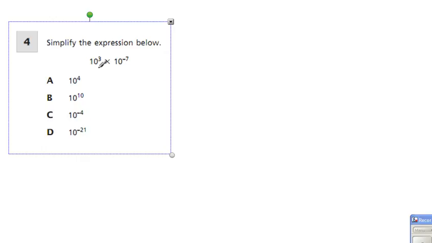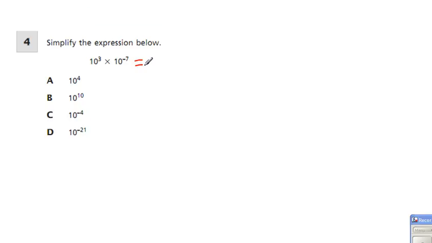Now here, when we multiply two numbers with the same base, we will end up adding the exponents. So we end up getting 10 to the third plus negative 7, which we end up getting 10 to the negative fourth power. So this would be our answer.